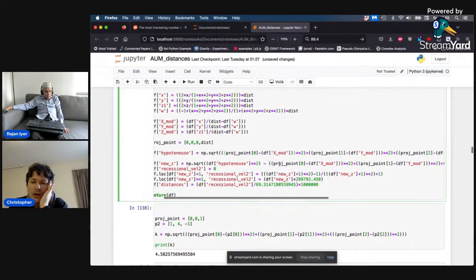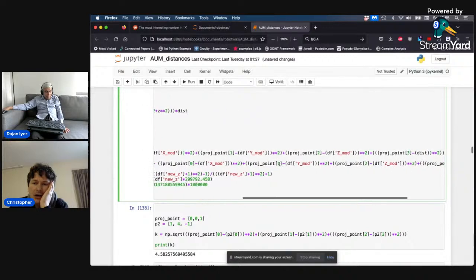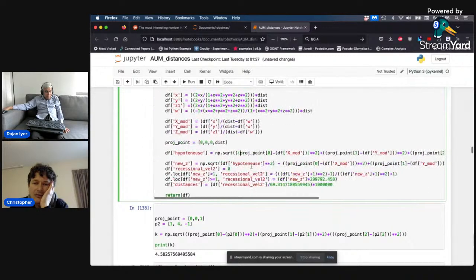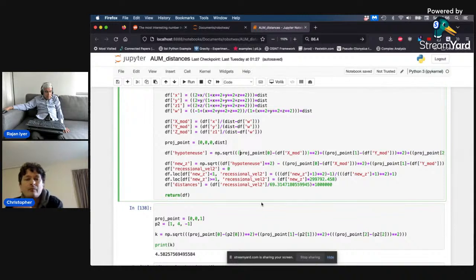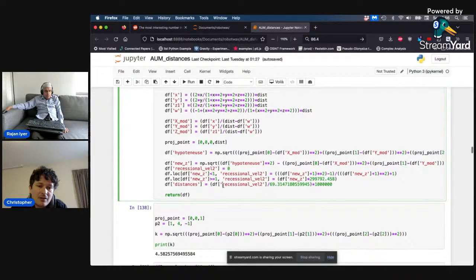And then we want to subtract all the other edges from the hypotenuse to get the distance value to each of the galaxies in our data set. And then we once again apply the Doppler shift equation using the speed of light and our natural logarithm of 2, and that should give us our distances.